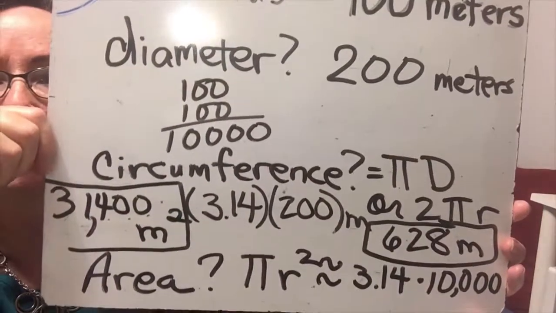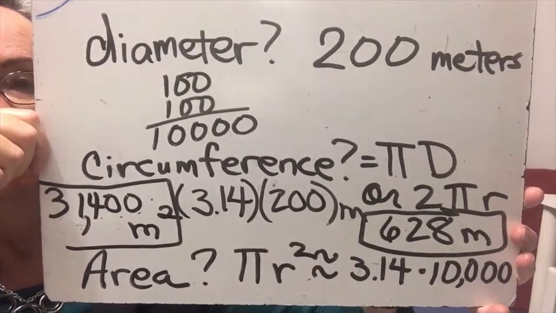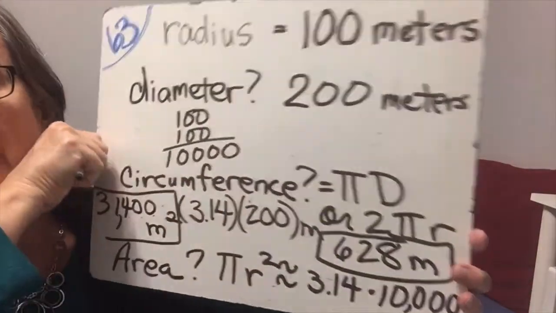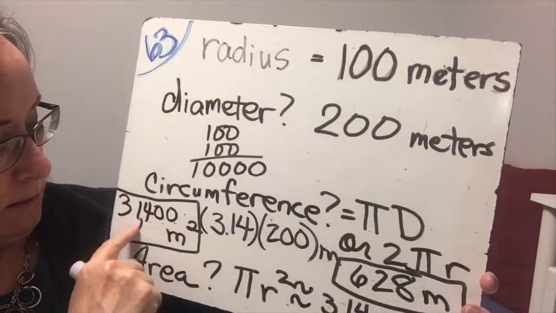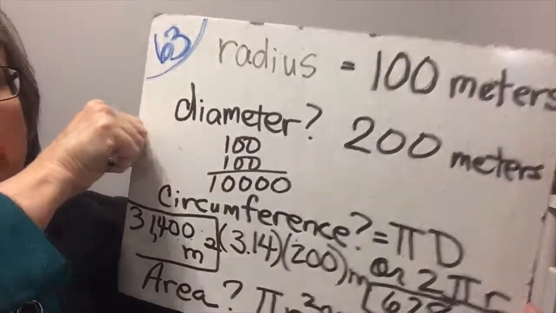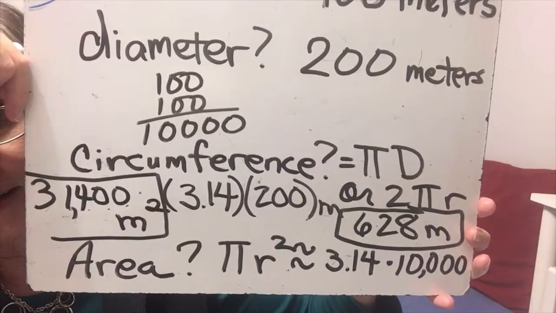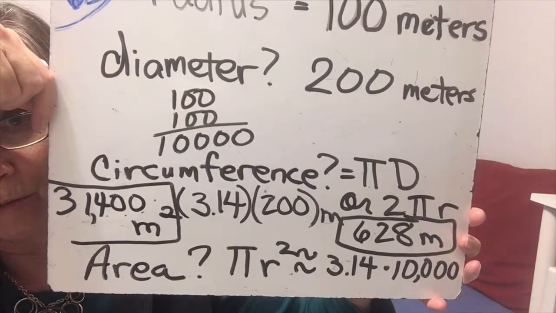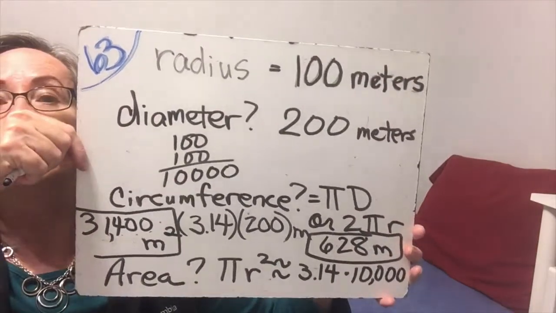So let me hold the board a little closer. So our circumference was 628 meters. I hope you got that one. And our area is 31,400 meters squared. And it's time for you to go do your homework. So there's the whole board. Hopefully you can see all of it.